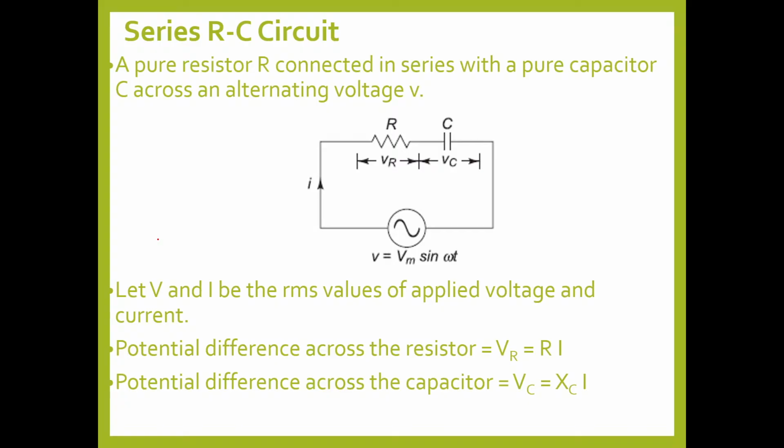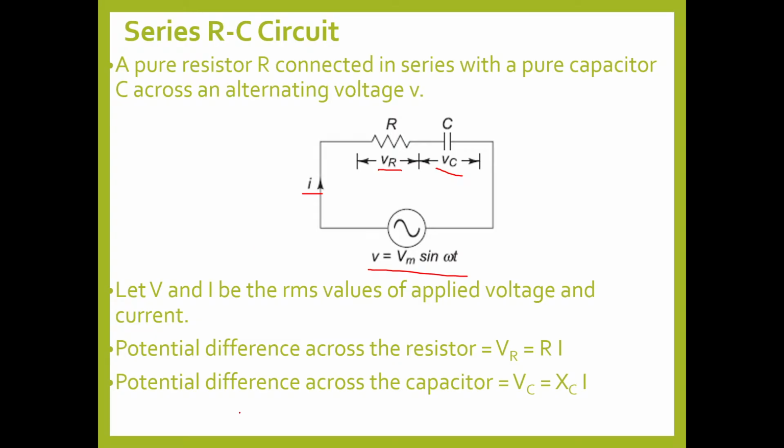Now let us see the steady state analysis of the RC circuit. You can see here a resistor and a capacitor connected in series across an AC voltage source. Let us assume the voltage across the resistor is VR and the voltage across the capacitor is VC. The source voltage is V equal to Vm sin omega t, and the current is I.